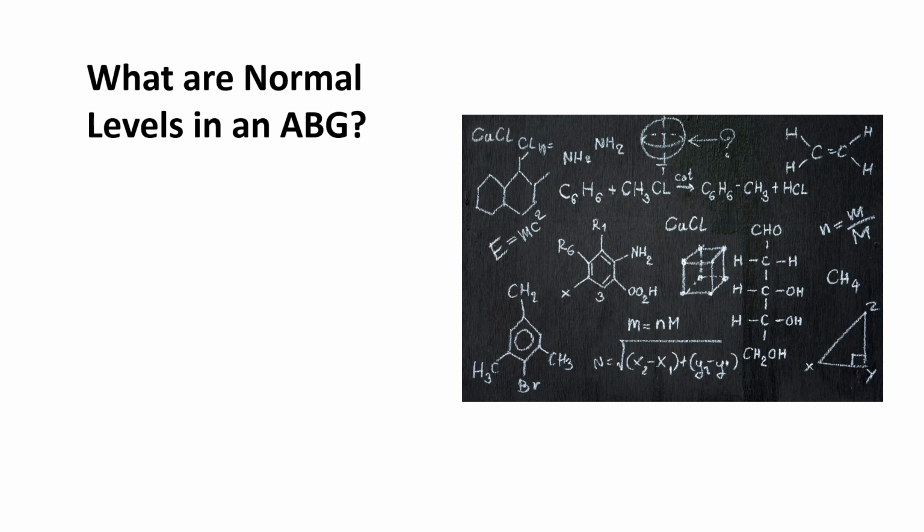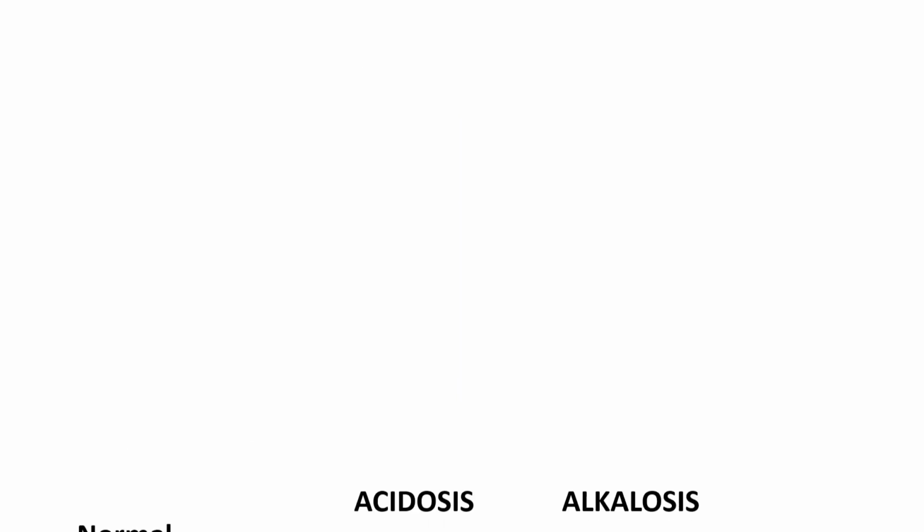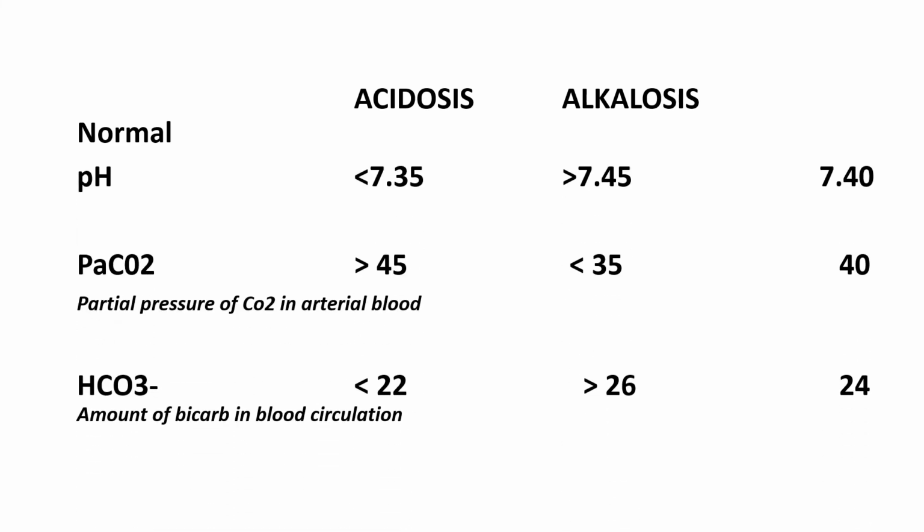So what are normal levels in an ABG? A quick review. pH is 7.35 to 7.45, PaCO2 is 35 to 45, and HCO3 is 22 to 26. So I switched this up a little bit. I switched the PaCO2 to have the greater than 45 in the acidosis column and the less than 35 to be in the alkalosis column to match up with the pH and the HCO3 in the acidity area and in the alkalotic area. And then I put the absolute normals on the far right.